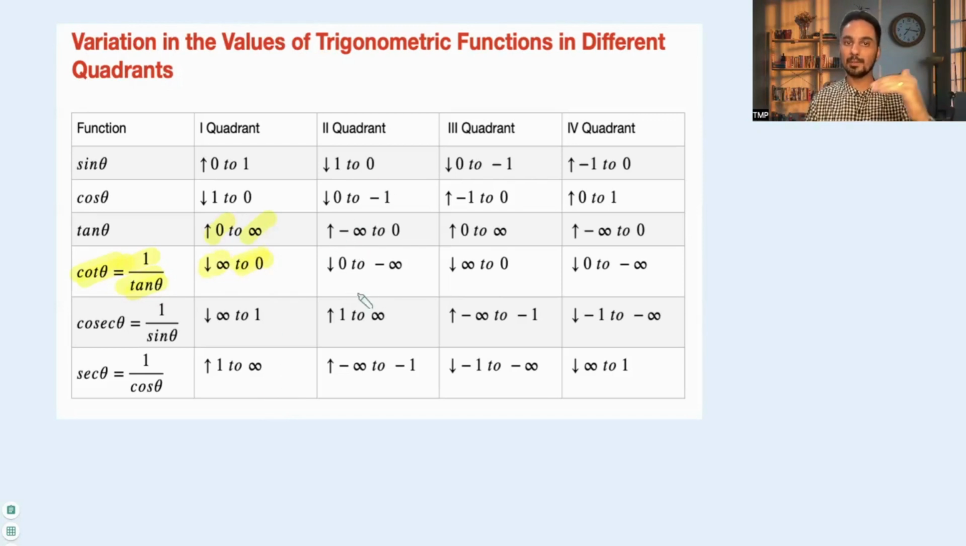And the same reason can be given for quadrant 2, 3, and 4. And that will give you the values for all the quadrants. And we can use the same technique to find how the values of cosec and sec vary in quadrant 1, 2, 3, and 4.